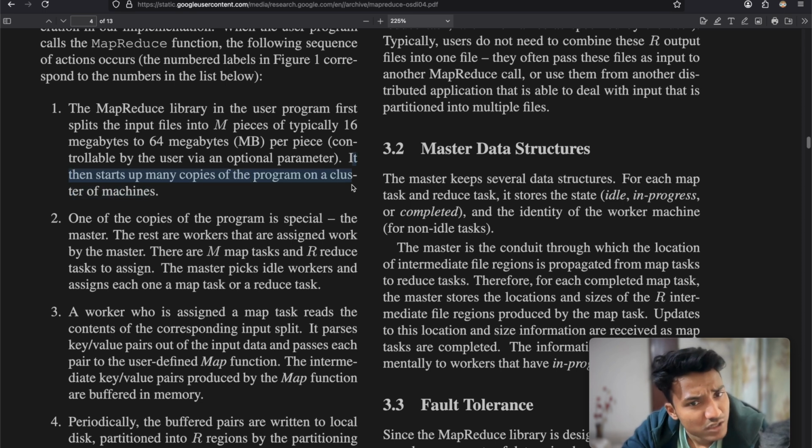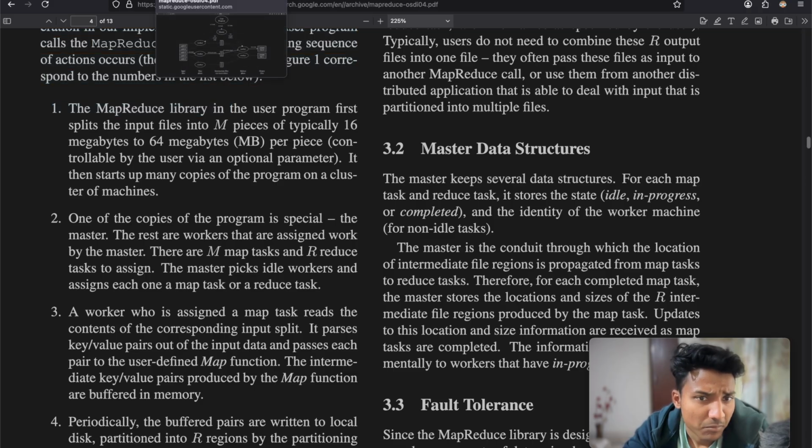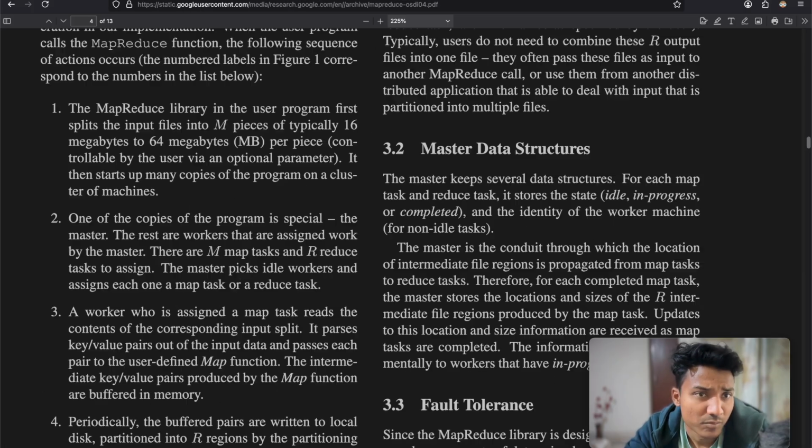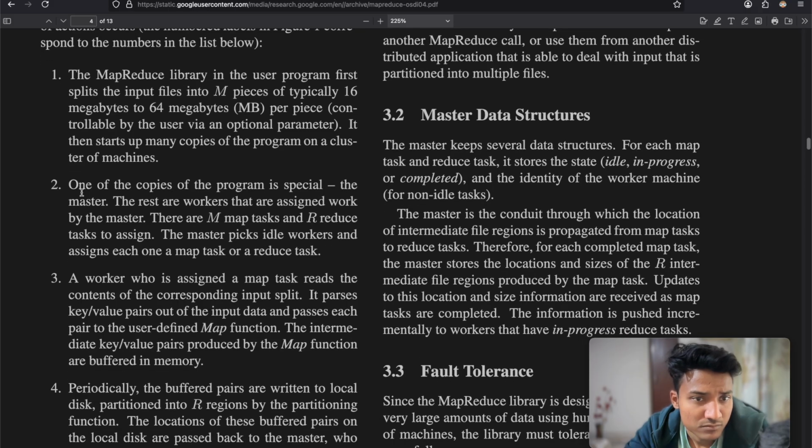I did not understand this last line, but I understood that the MapReduce library will split the input files, like partition them, into different pieces. So basically they are saying that the library inside the user program will first split the input files into different partitions. I will try to understand this line a little later.